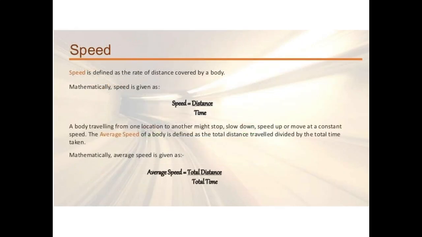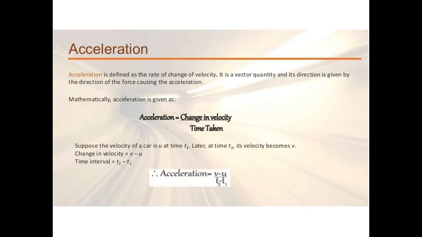Then speed was distance traveled by time taken, and average speed is calculated by the formula total distance by total time. Next is your acceleration. Acceleration means the change in velocity divided by the time taken. The symbol used for acceleration is a. Change in velocity means the initial velocity and the final velocity. The initial velocity symbol used is u, and the final velocity symbol used is v. And total time taken is t2 minus t1.